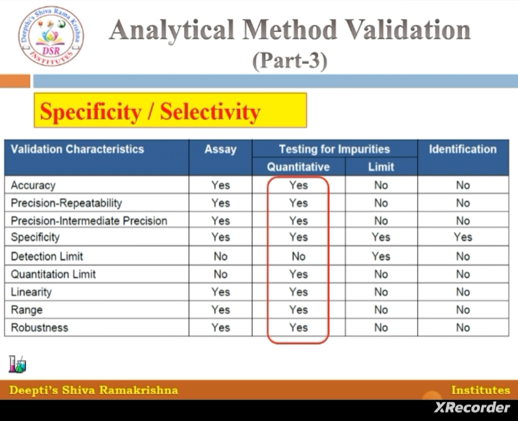detection limit. So, coming to limit test for impurities, in this type of test category only 2 parameters shall be performed, specificity and detection limit. Coming to identification test, in the identification test we can see only one S is available in the specified area, means specificity only can be performed during the validation for identification test parameters.